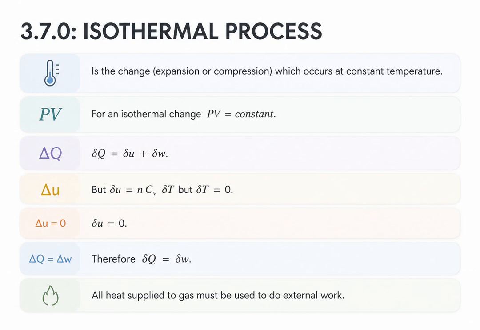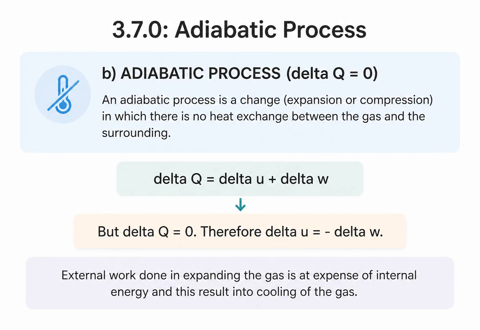An isothermal process is one where the temperature remains perfectly constant. Because the temperature doesn't change, the internal energy of an ideal gas remains constant as well. According to the first law of thermodynamics, this means any heat supplied to the gas is entirely converted into external work. In contrast, an adiabatic process involves absolutely no heat exchange with the surroundings.